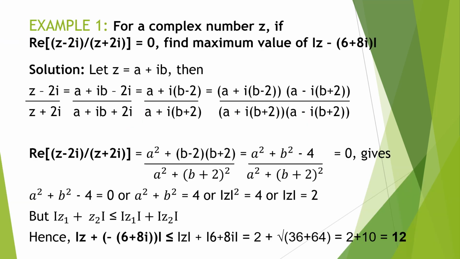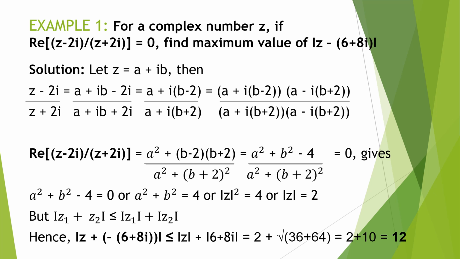Example 1. For a complex number z, if the real part of (z minus 2i) upon (z plus 2i) is 0, find the maximum value of mod of z minus 6 plus 8i. Consider z is equal to the complex number a plus ib. Then (z minus 2i) upon (z plus 2i) we first simplify: it is a plus i(b minus 2) upon a plus i(b plus 2). Now to rationalize the denominator, we multiply by the conjugate a minus i(b plus 2).